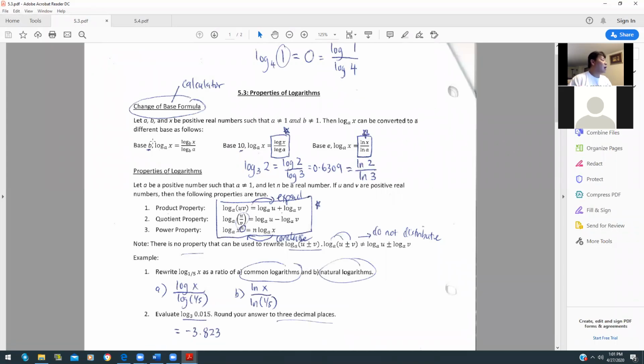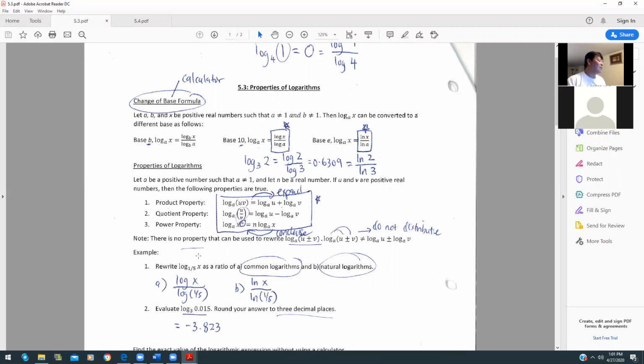First, we got the change of base formula. The change of base formula is used if you have a different base. This is used a lot for calculators because a calculator doesn't have log base 3 or log base 4. The calculator only has log or ln. So in this case, you can change base.